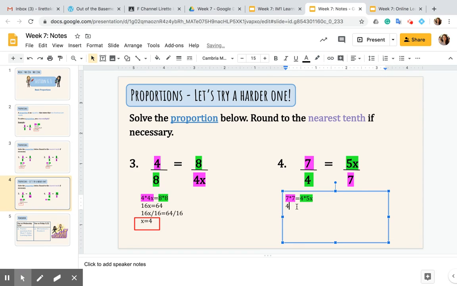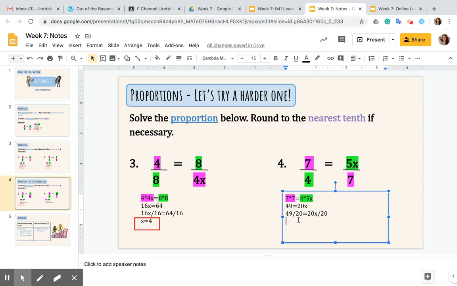7 times 7 gives me 49. And then again, 4 times 5x, you're multiplying the 4 and the 5. You are not adding. 4 times 5 gives me 20. Okay, now to get the x by itself, this 20 that's touching means multiplication. I want to do the opposite and divide. And I'm going to do it to both sides. Divide the left side by 20. Divide the 20x by 20. The x will be alone on the right.